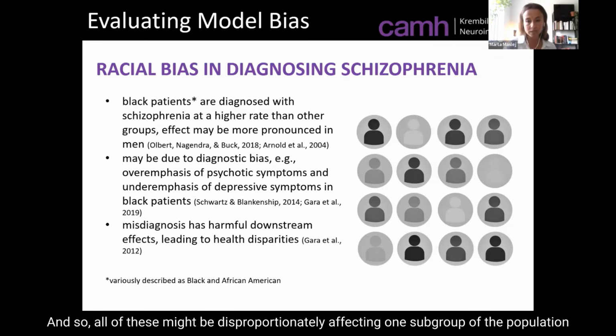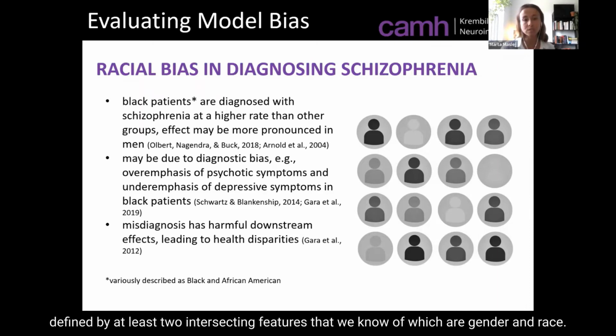And so all of these might be disproportionately affecting one subgroup of the population defined by at least 2 intersecting features that we know of, which are gender and race. So next slide, please.